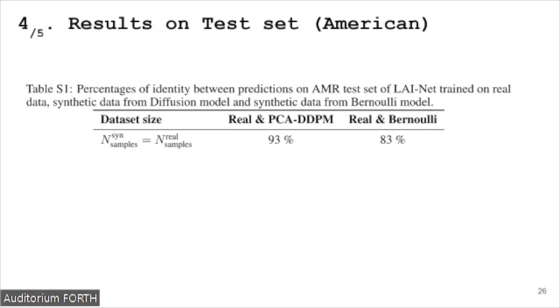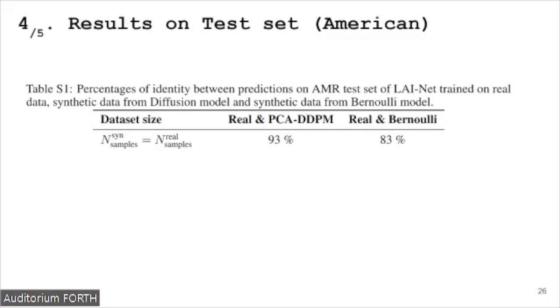And we have a second experiment. So we have the second experiment on the test set consisting of American samples. And here we do not have the ground truth. So what we did is take the LineNet model trained on the real data, take the one that is trained on the synthetic data coming from the diffusion model, and make the prediction for each of these haplotypes, and align the predictions. So we computed a percentage of identity between both predictions.